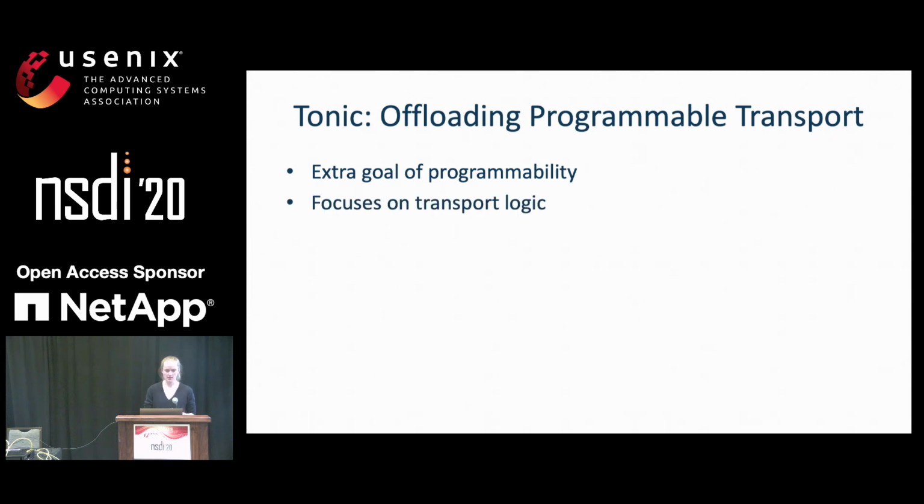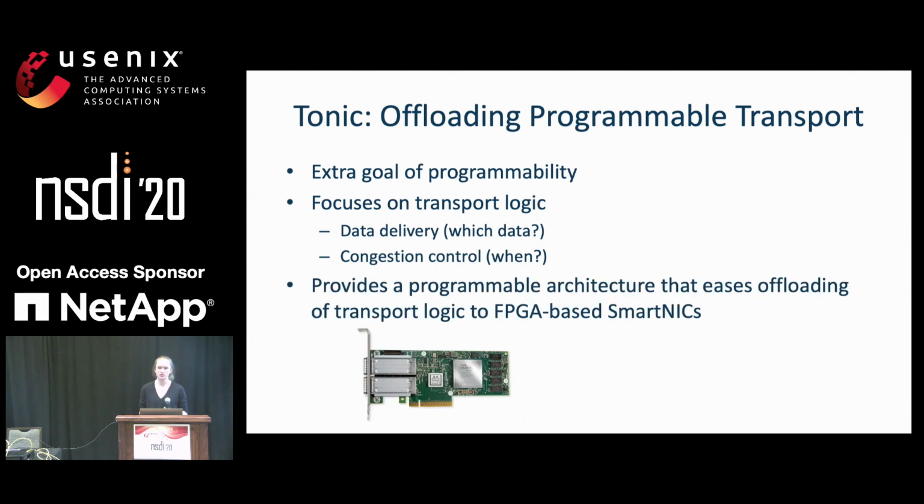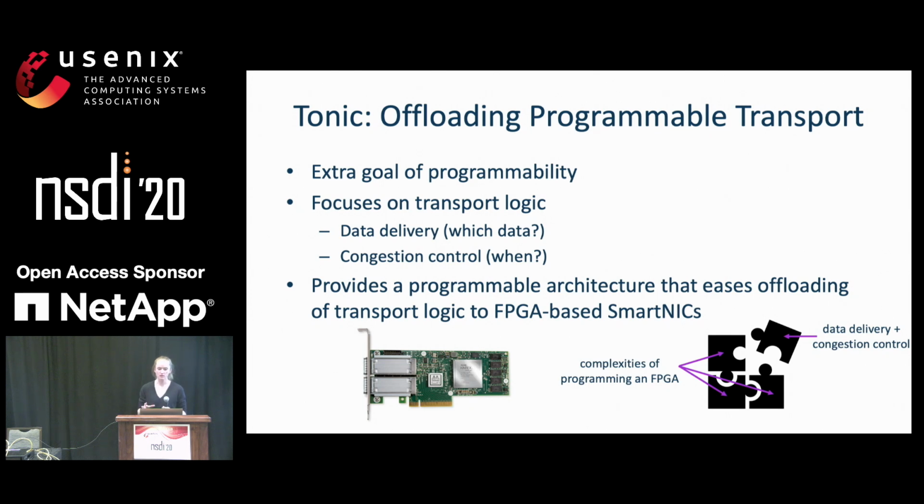So their focus is on enabling you to offload specifically transport logic to the NIC. And they separate this into two decisions. The first is what they call data delivery, so which data should be sent next. And the second is congestion control, which is when that data should be able to be sent. What Tonic does is it provides a programmable architecture that makes it easier for you to offload this transport logic to an FPGA-based SmartNIC. Their goal is to handle all of the complexities of actually programming the FPGA and allow you to write your data delivery and your congestion control in a pluggable module that just fits in nicely with all the other pieces that they've implemented.